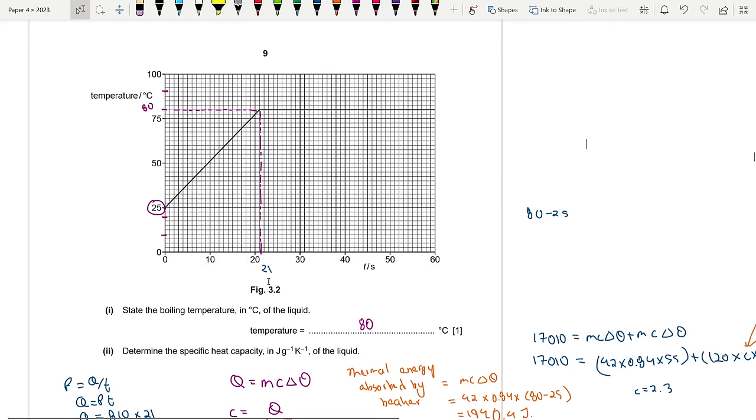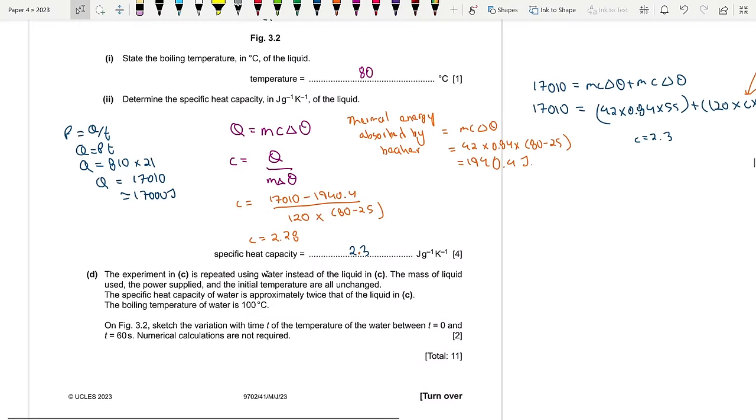Now, it's all about the gradient. So, what is the specific heat capacity? The thermal energy required to increase the temperature of unit mass by unit temperature, 1 Kelvin. Now, it says that the specific heat capacity of water is approximately twice. So, if you have more specific heat capacity, that means that you require more heat to raise the temperature by 1 Kelvin.